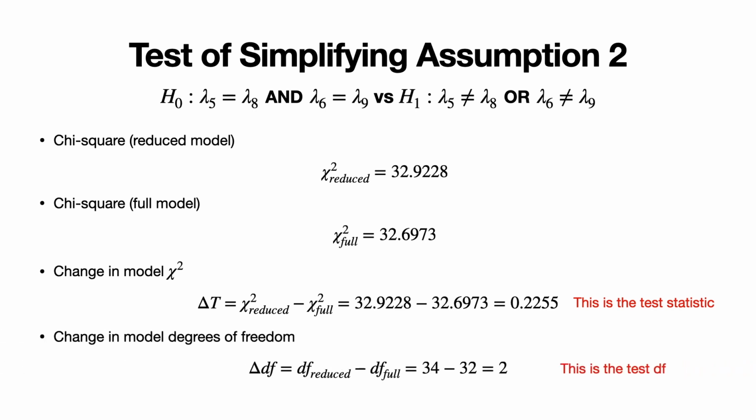And the change in the model degrees of freedom, 34 minus 32, which is 2, is the number of degrees of freedom associated with this test, as we determined by looking at the number of constraints that we imposed on the model.